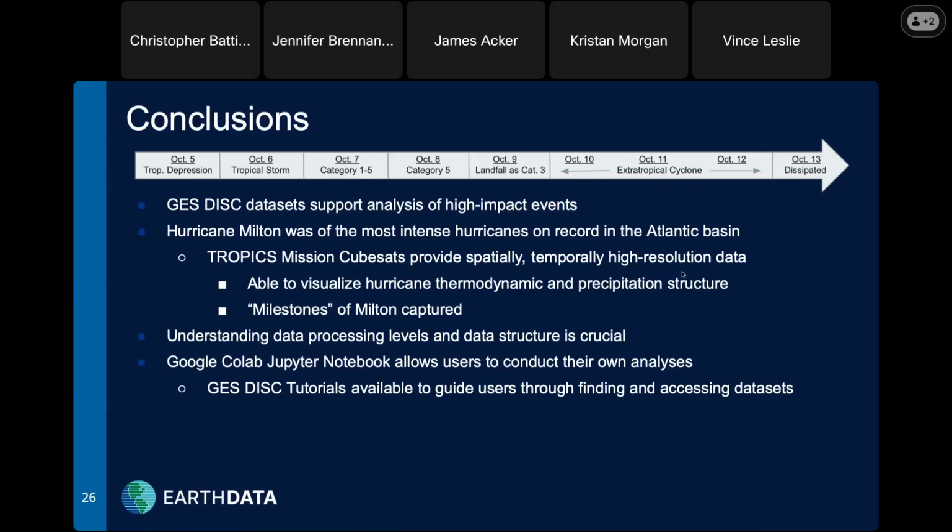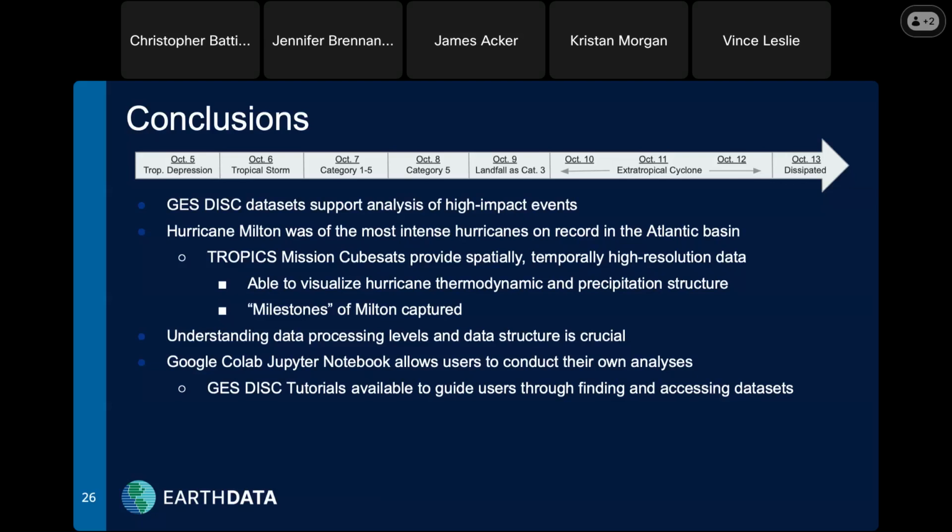Hi everybody. Thanks, Chris, for that really great demo. Every time I hear it, I think I learned something new. But to wrap up, the datasets that we host on the GES DISC support analysis of high impact events, including Hurricane Milton, which was one of the most intense hurricanes on record in the Atlantic Basin. And I have the timeline that we showed at the beginning of the presentation up here to wrap things up. The TROPICS mission CubeSats provide high spatial and temporal resolution data that enable users to visualize thermodynamic and precipitation structure of Hurricane Milton and other tropical cyclones.